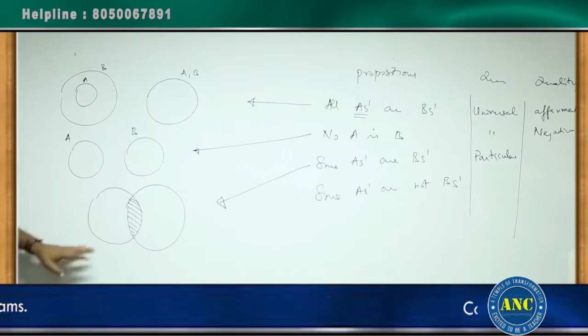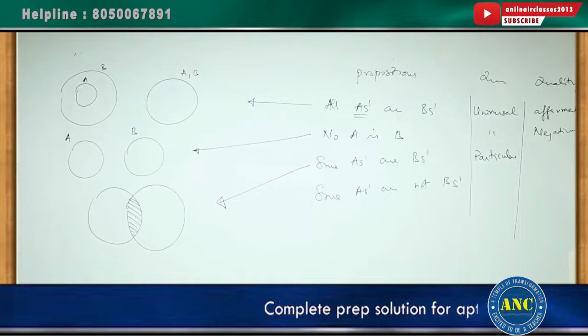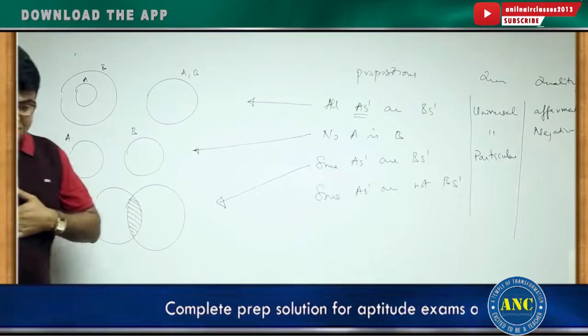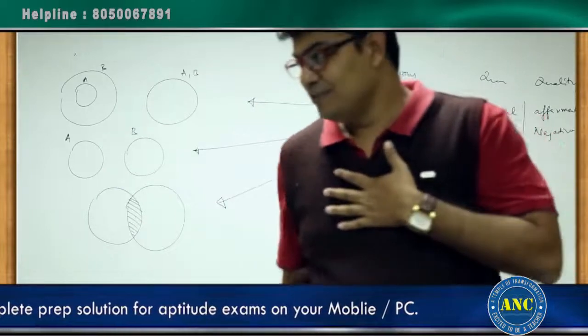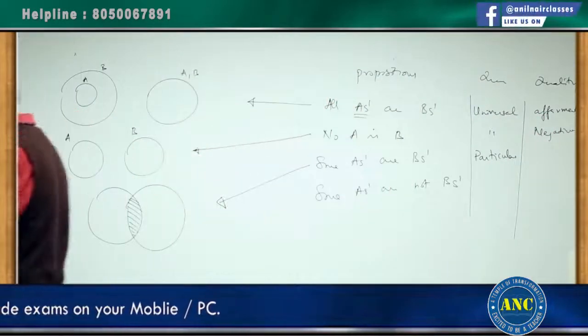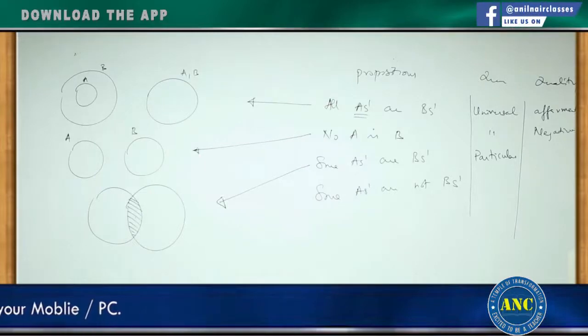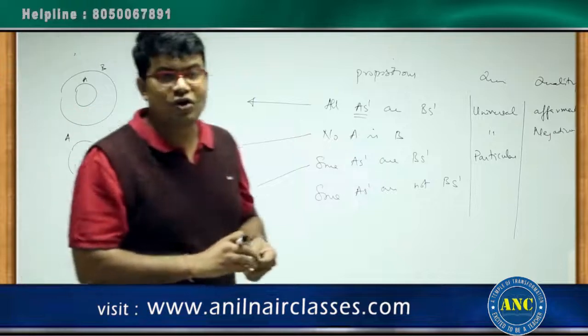Are you okay with some A's or B's? Yeah. Let's come to the last one. Some A's are not B's. Draw with this diagram. Same thing. Again, more possibilities can come. Some A's are not B's. Draw.